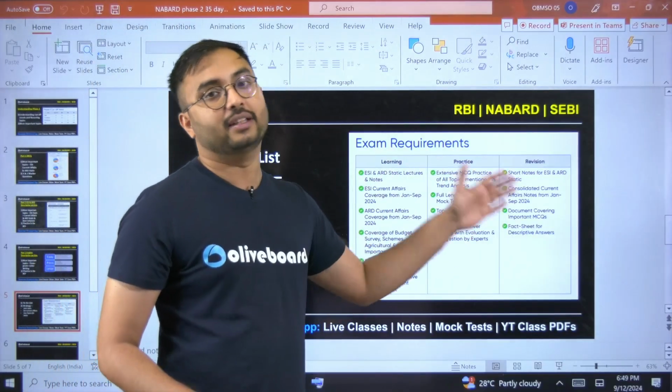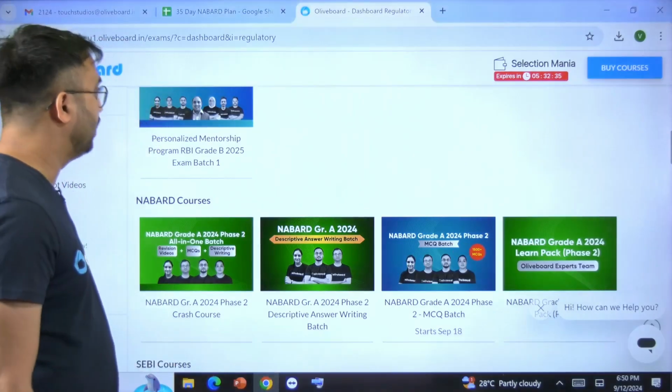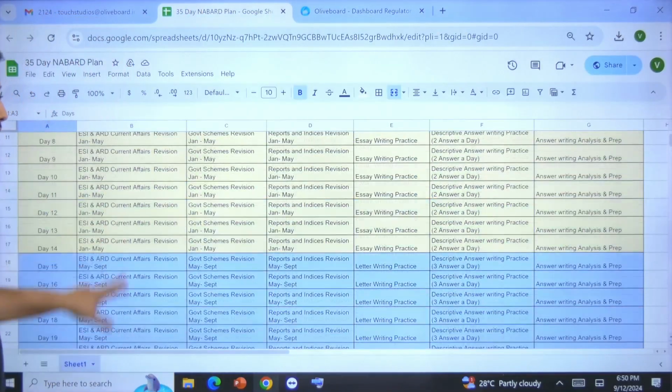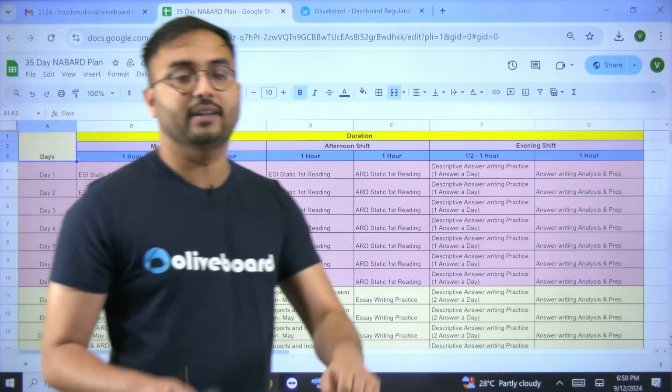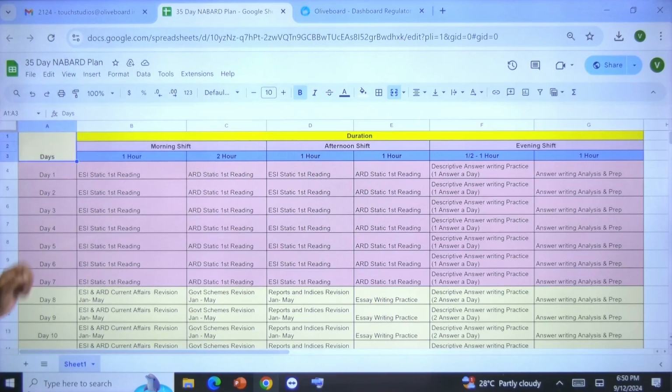Learning, practice and revision. Very, very essential in your NABARD Grade A Phase 2 exam. Now let us look at what the timetable looks like. See, if you want to download this timetable, you can surely go in the description as well as the first comment. You will see this particular sheet.